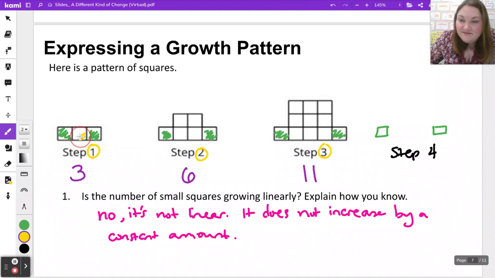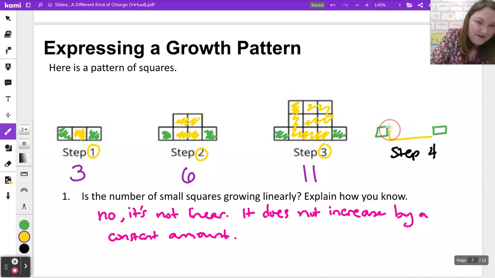Step 1 has 1 square. Step 2 has a 2 by 2 square. Step 3 has a 3 by 3 square here. And so step 4 then, we're going to see that same thing is going to have a 4 by 4 square. And let me go ahead and fill that in.